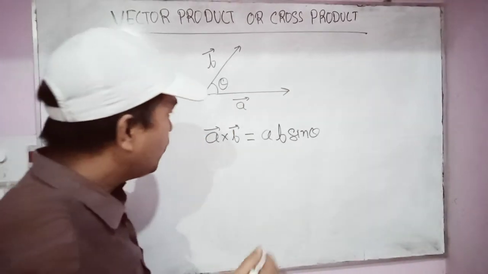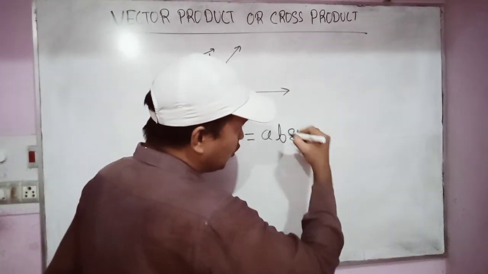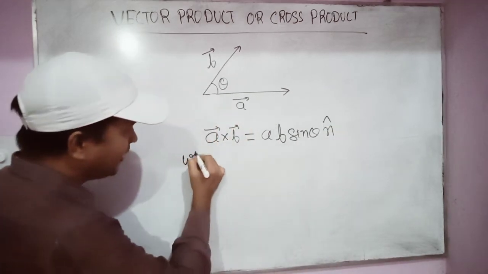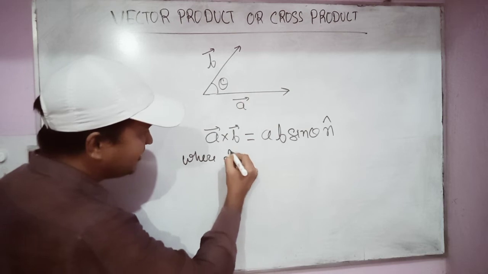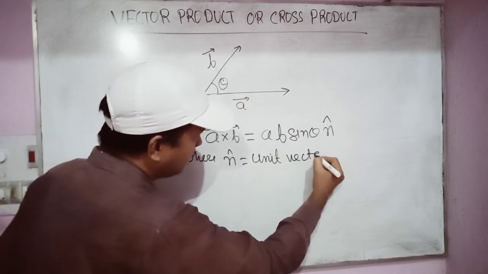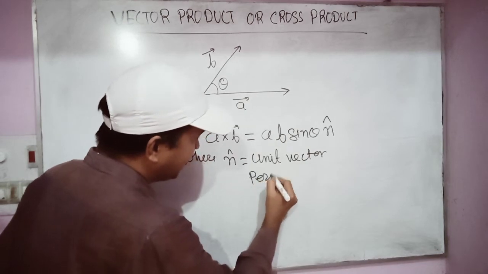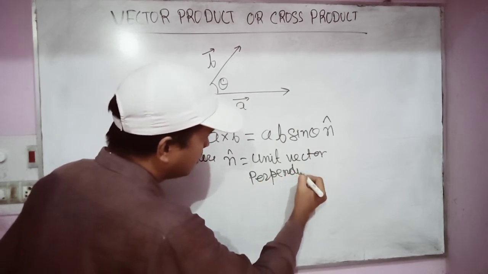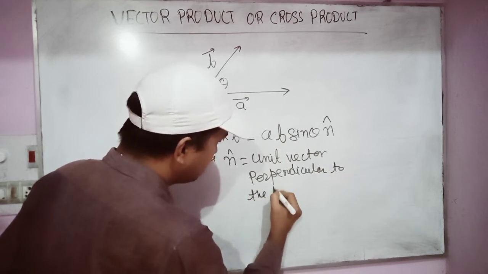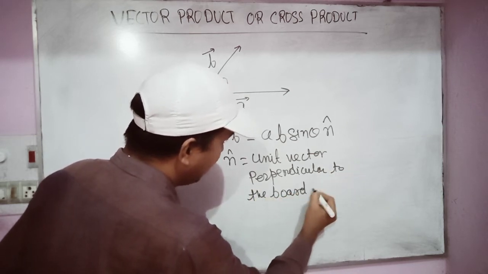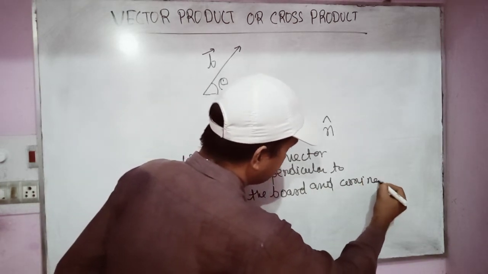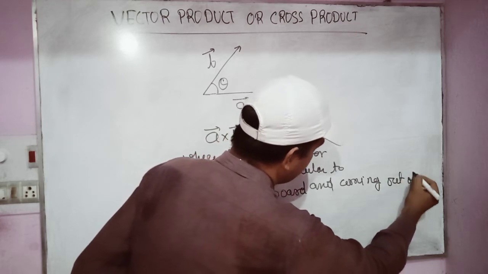So we can denote the direction by a unit vector n cap, where n cap is a unit vector perpendicular to the board and coming out of it.